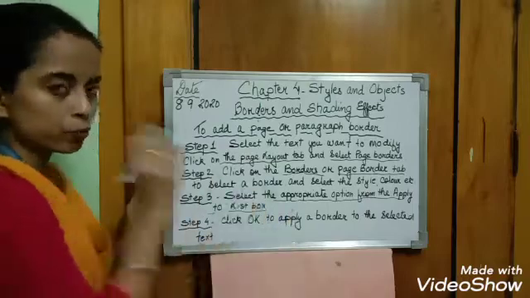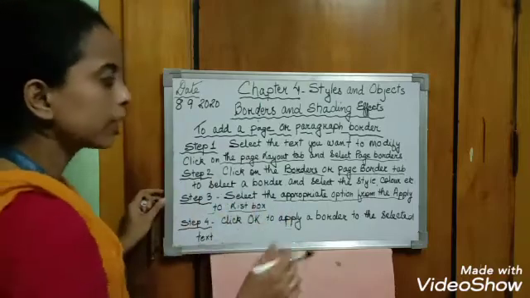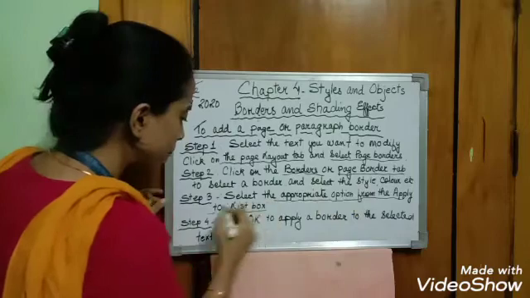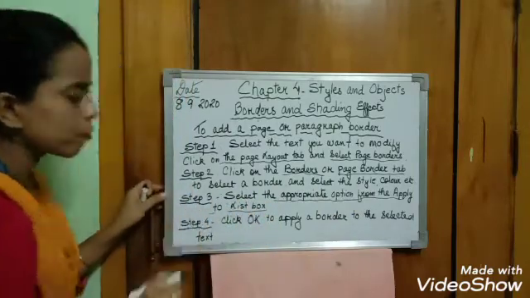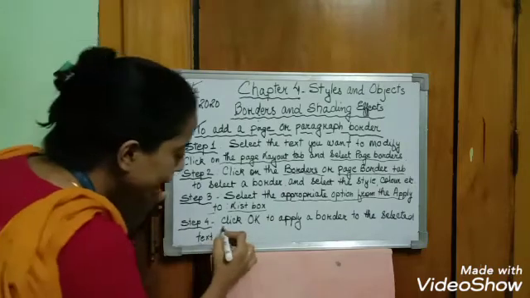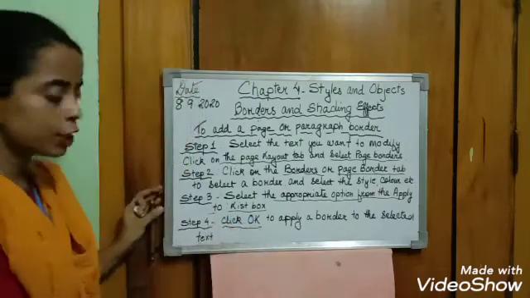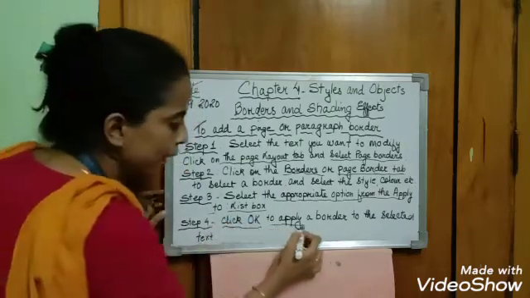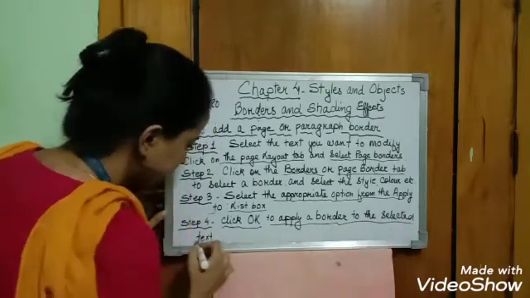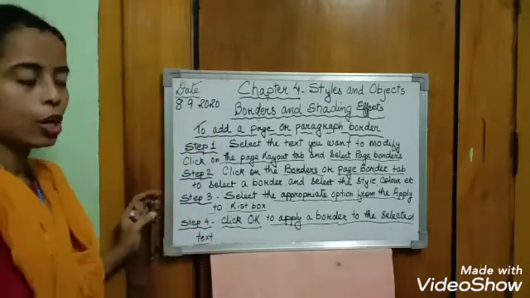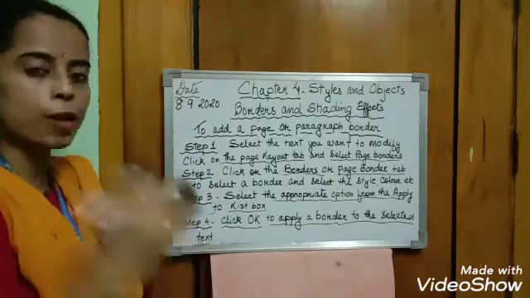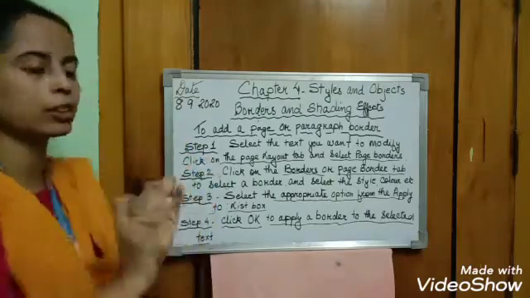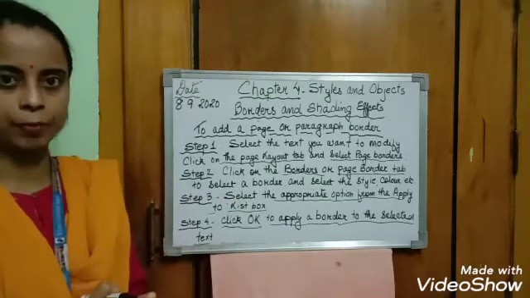Select the appropriate option from the Apply to list box. And then step number 4 is what? Click OK. At last, you have to click OK to apply a border to the selected text. So, to add the page or paragraph border, first you have to what? Step number 1 is to select the whole text.